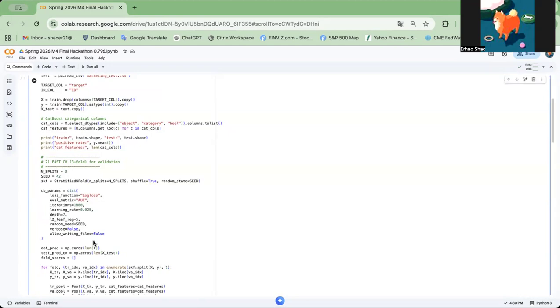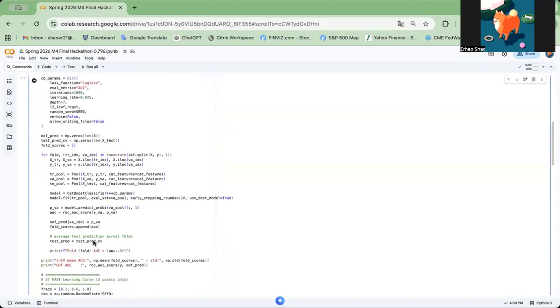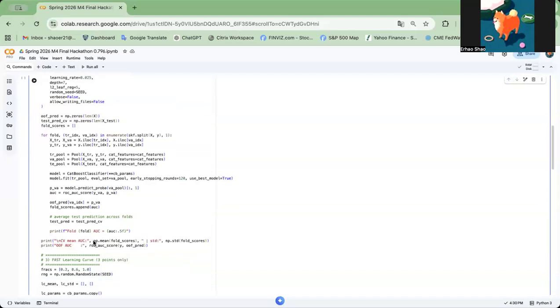I also use early stopping of 120. This prevents overfitting by stopping the training when the validation performance stops improving. So, stratified cross-validation instead of relying on a single train validation split. I use stratified folds, three folds, and this ensures a balanced class distribution in every fold, more stable performance estimates, and reduces the risk of a lucky split.